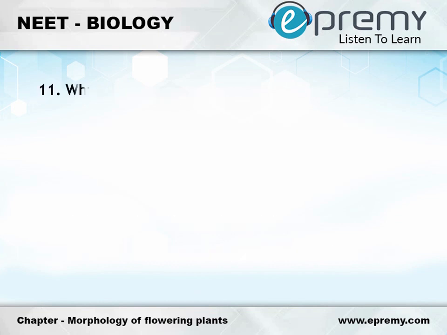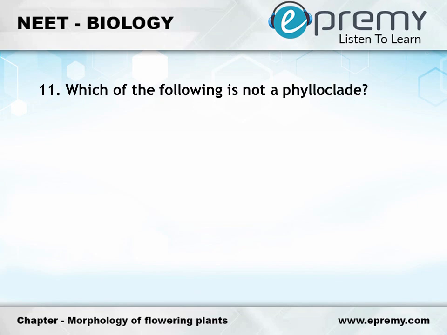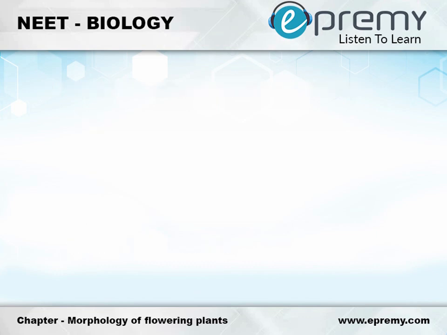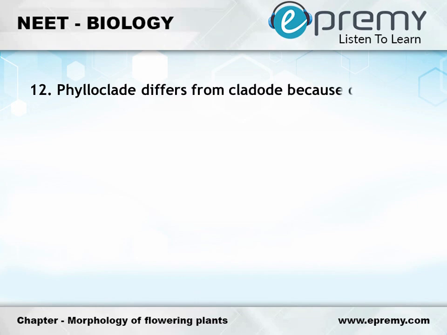Question number 11. Which of the following is not phylloclade? Option A, Opuntia, option B, Euphorbia, option C, rhizome, option D, Asparagus. The answer is option D, Asparagus.